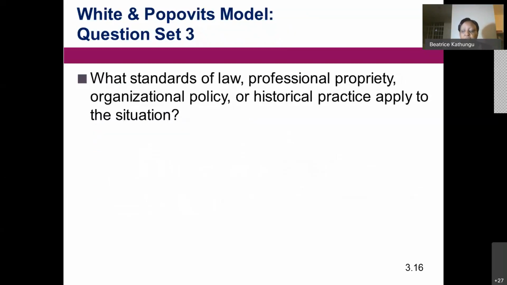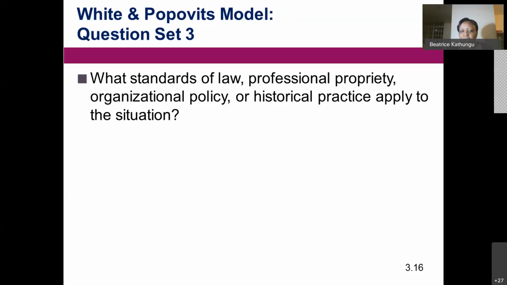The third set of questions moves away now from the values to ask yourself, what standards of law? So do we have any legal guidelines to guide us? Do we have any professional codes that can guide us? Do we have any organizational policies that we can look at to guide us? Do we have any experiences of historical cases that we can actually borrow from and apply?